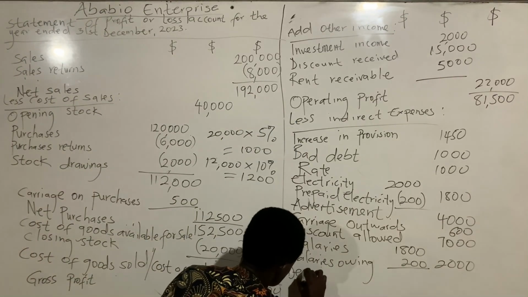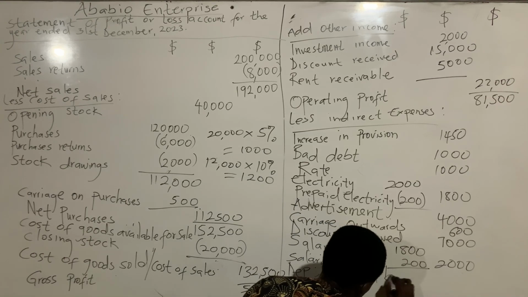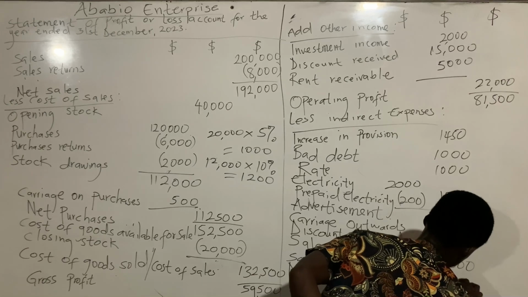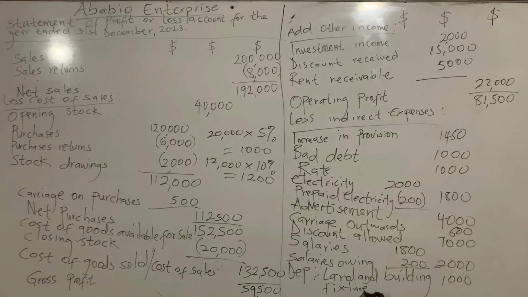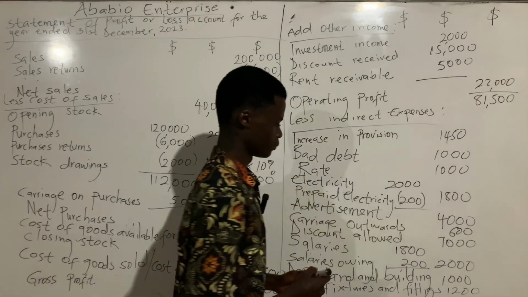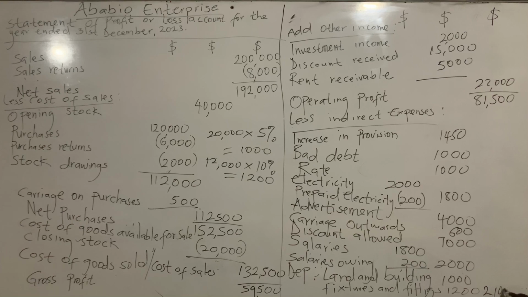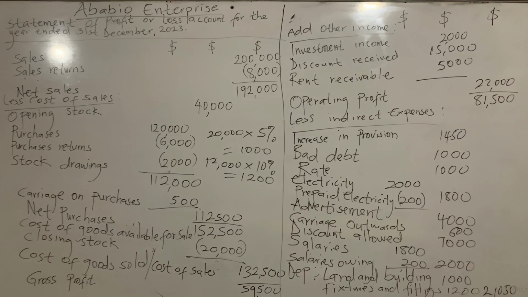So we will write depreciation, land and building of $1,000, and then fixtures and fittings $1,200. So we will sum up all the indirect expenses. When you sum up, you will get 21,050. So this 21,050 is the total indirect expenses, and per our summarized format, this total indirect expenses is the one that will be subtracted from this profit to get our net profit or loss.